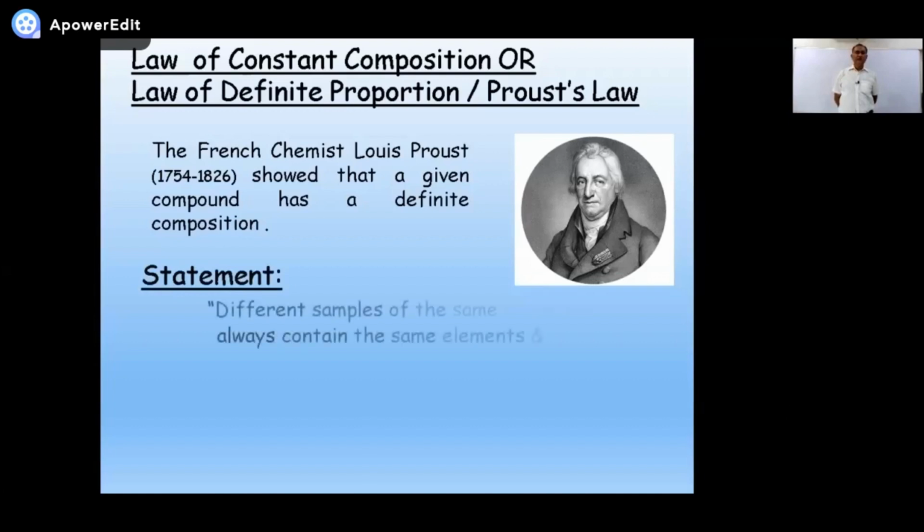What is the statement? You can see it on the screen. Different samples of the same compound, like the different samples of water you have obtained from here and there, always contain the same elements. Water contains hydrogen and oxygen, yes, we know. Carbon dioxide, carbon and oxygen. Hydrochloric acid, HCl. Glucose always contains carbon, hydrogen, and oxygen. So what is the first point of this law?